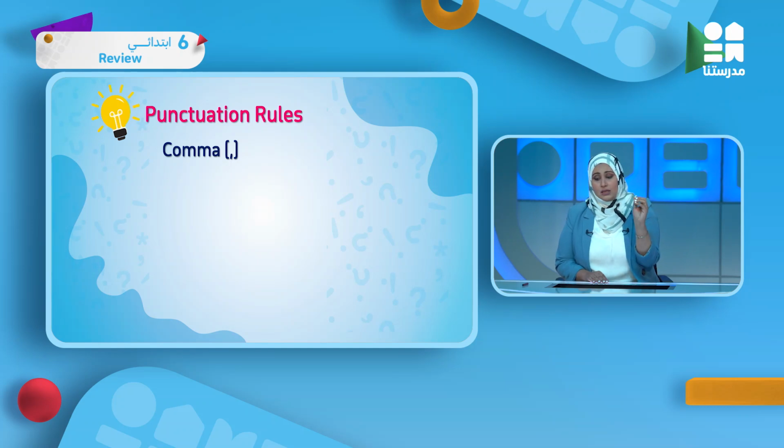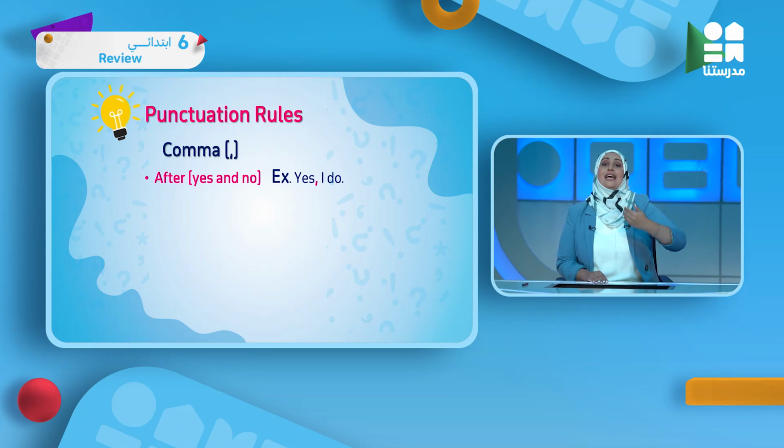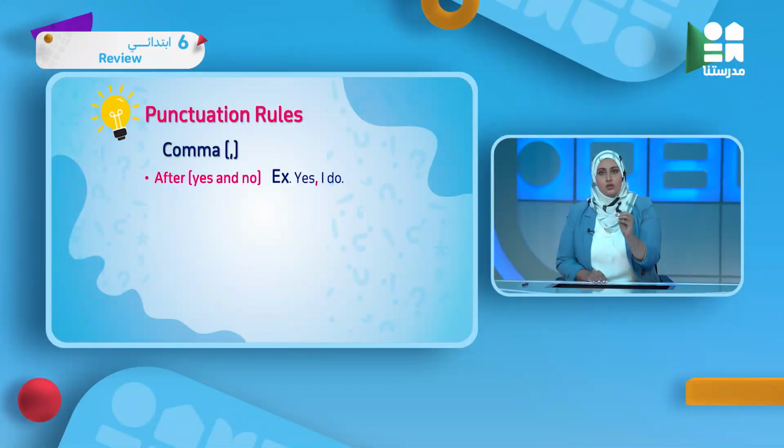Okay? What is the first rule? If I have yes and no, if you're answering a question, لو بنجاوب على سؤال ب yes و no. If I tell you, are you hungry? أنت جعان? So you're going to tell me, yes, I am. So if we write yes or no, after yes and no, we have to put a comma. لازم نحط comma بعد yes أو no لو أنا بجاوب على سؤال. Like this, yes, I do. So yes, comma, I do. Full stop.